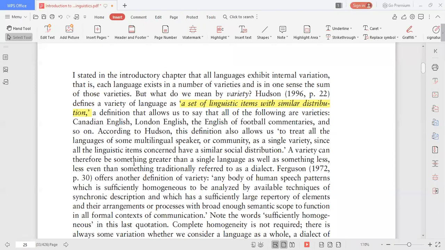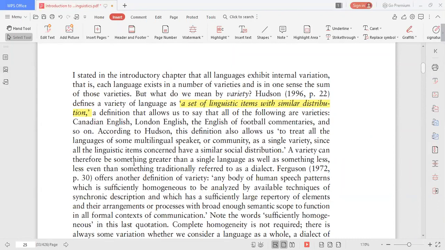Now, according to Hudson, the definition also allows us to treat all the languages of some multilingual speaker or community as a single variety, since all the linguistic items concerned have a similar social distribution. That means in Canadian society, you will find that all the Canadian people speak the same language, that is Canadian English, which is different from London English, or American English.